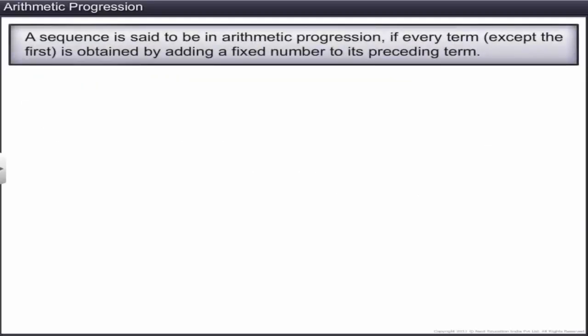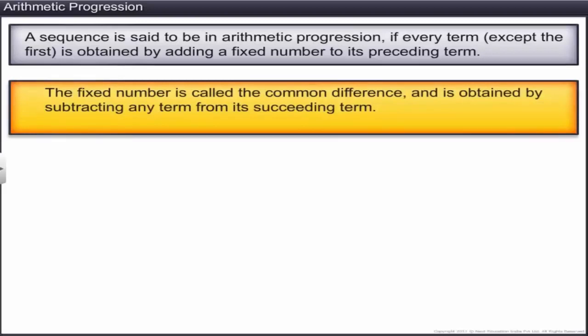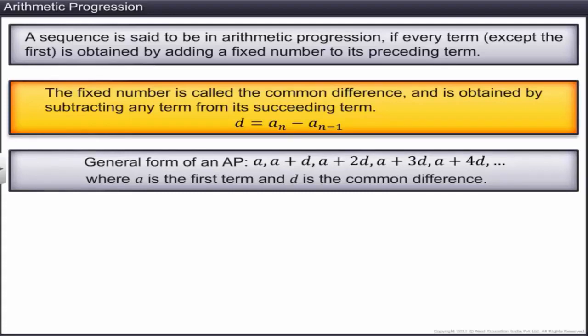Mathematically, a sequence is said to be in arithmetic progression if every term, except the first, is obtained by adding a fixed number to its preceding term. The fixed number is called the common difference and is obtained by subtracting any term from its succeeding term. That is, d is equal to the nth term minus the n-1th term. The general form of an arithmetic progression is a, a plus d, a plus 2d, a plus 3d, a plus 4d, and so on, where a is the first term and d is the common difference. Here a plus d is the second term, a plus 2d is the third term, a plus 3d is the fourth term, and so on.